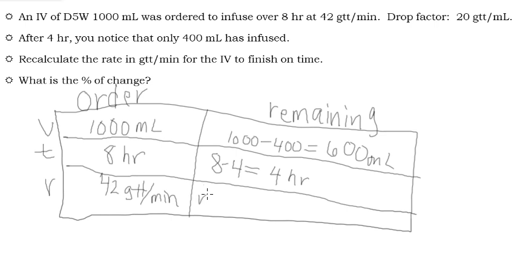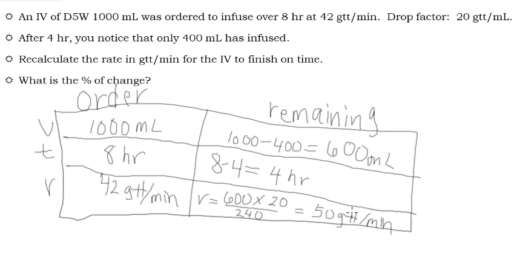In the formula method, rate is equal to volume, which is 600, times the drop factor, which is 20, divided by the time in minutes. So my time here is 4 hours, so 4 times 60 would be 240 minutes. And this comes out to be 50 drops per minute. So I have recalculated the rate for the IV to end on schedule.